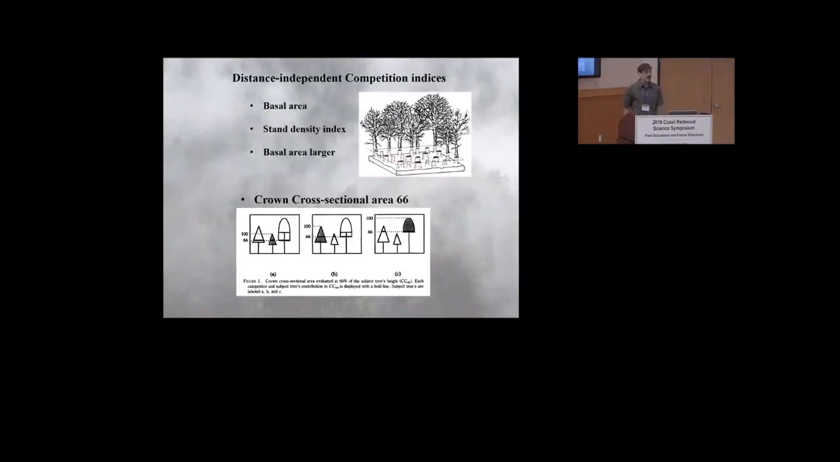So basal area, stand density index, and basal area larger are distance independent indices you may be familiar with. They don't incorporate the distance between the subject tree and its competitors. Crown closure 66, or crown cross-sectional area 66, is another distance independent index that was developed for our Coast Redwood growth model, 4C.